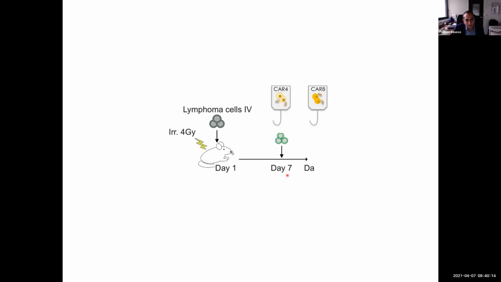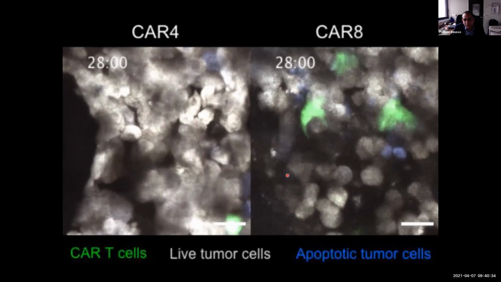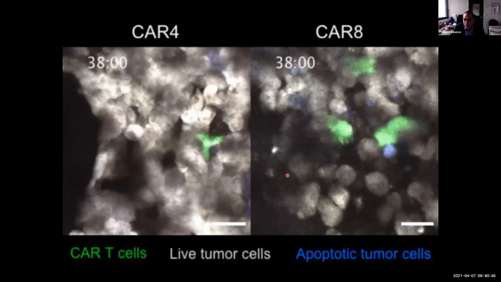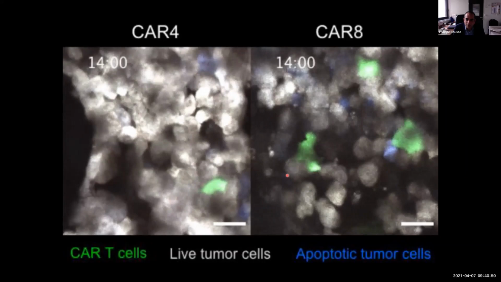So again, the experiment is very simple. We will repeat what we've done, but this time with a purified population of CAR4 or a purified population of CAR8, and we decided to analyze them separately to really understand what's unique about each subset. And both subsets infiltrate the tumor site, you can see here. Although in our system, CAR8 accumulate much more and possibly proliferate more than the CAR4 and accumulate at a much higher frequency at the tumor site.